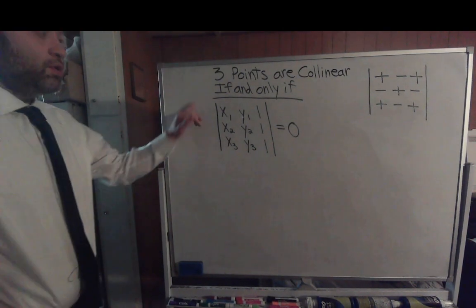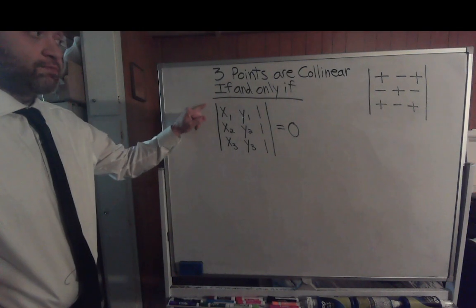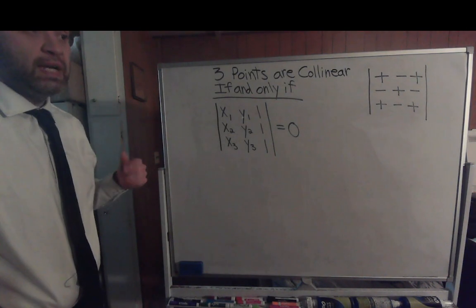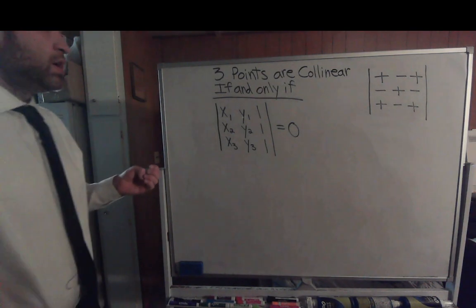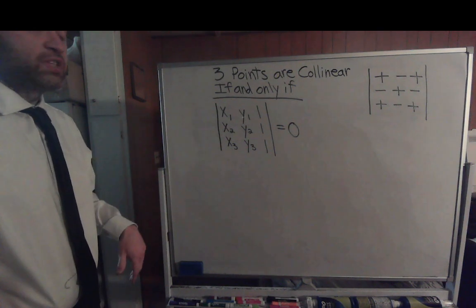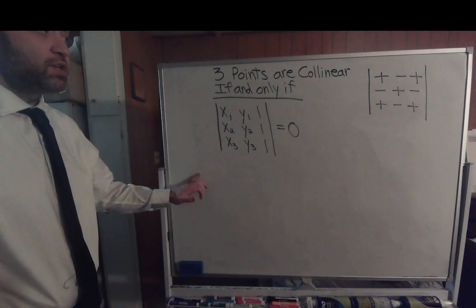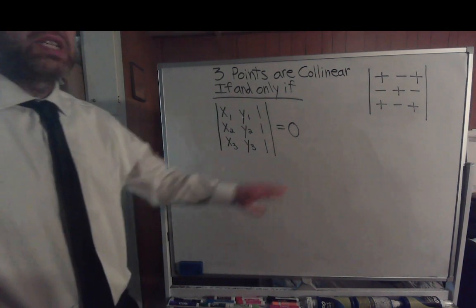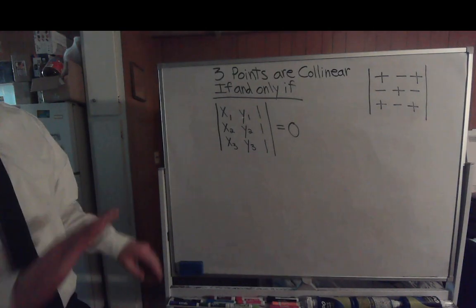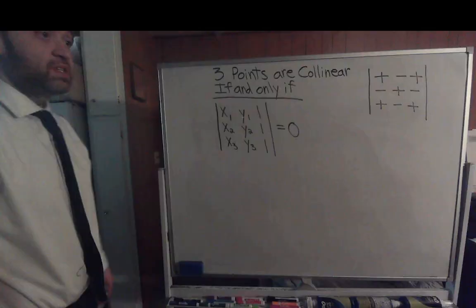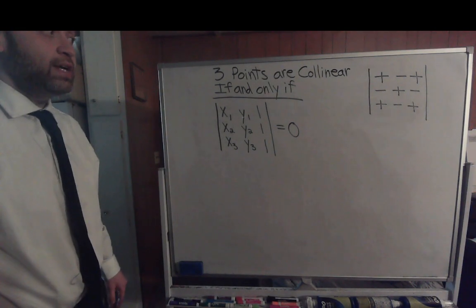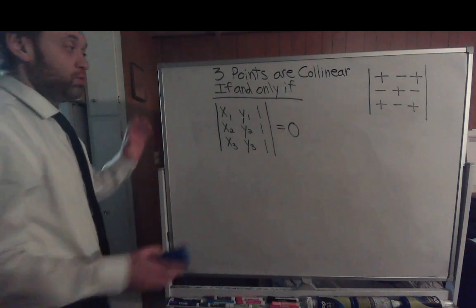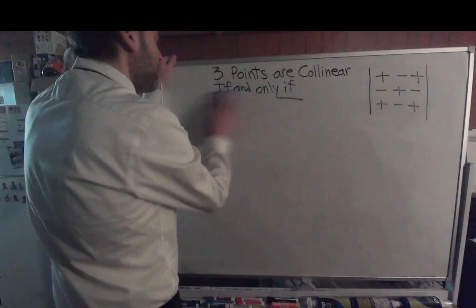Notice this looks very similar to the determinant for the area of a triangle. It is very similar because it's basically the same thing, only we don't have a plus or minus 1/2. We're just dealing straight with the determinant. That determinant has to equal 0 for the points to be collinear. If it equals anything, and I mean anything other than 0, the 3 points are not collinear. It is really that simple. So let's do some examples here.